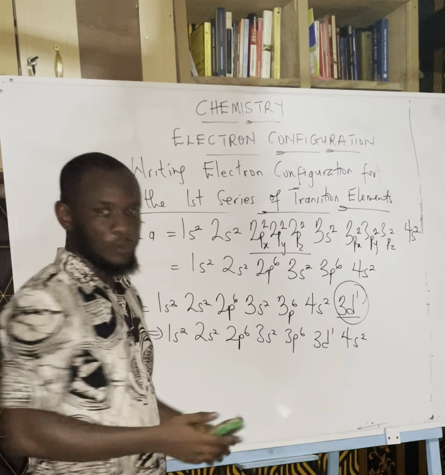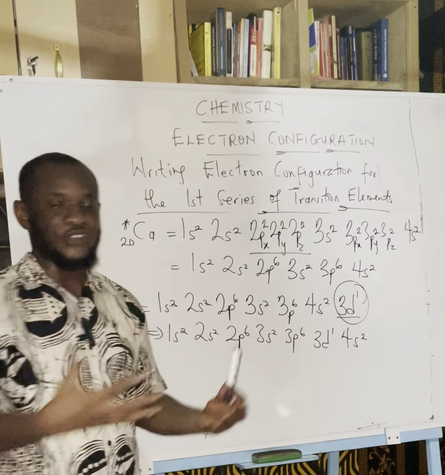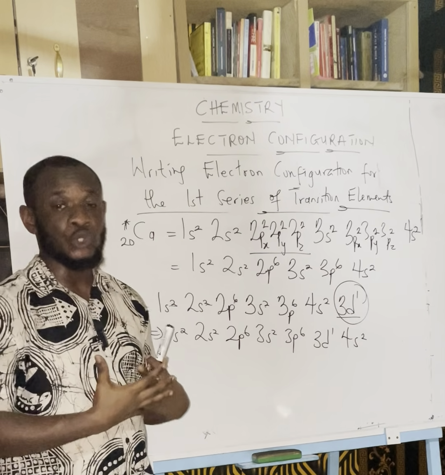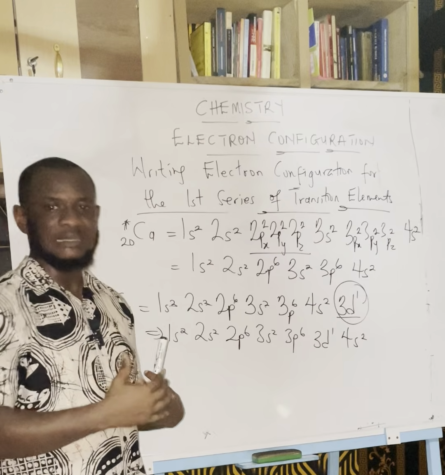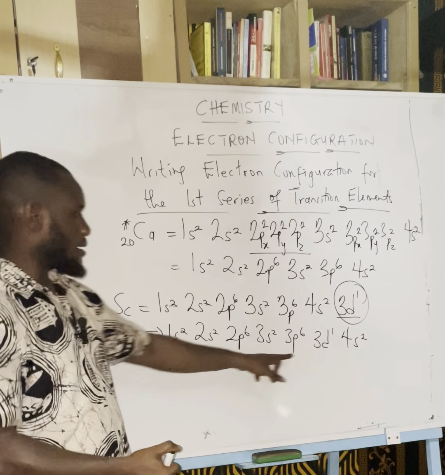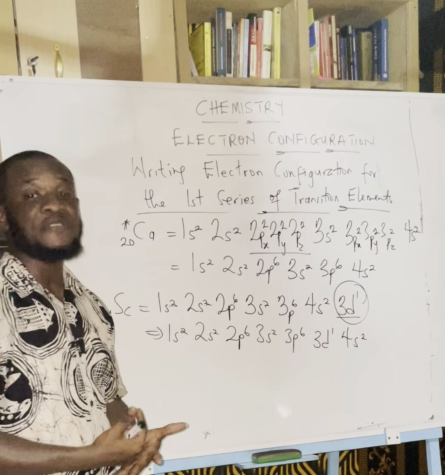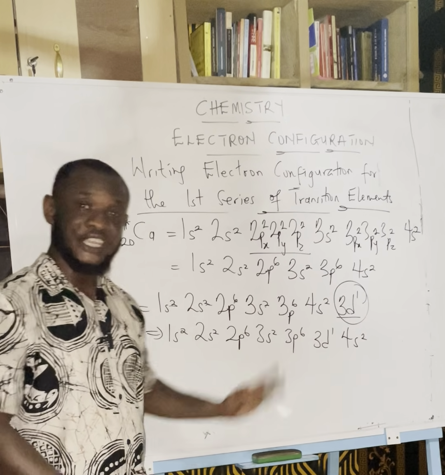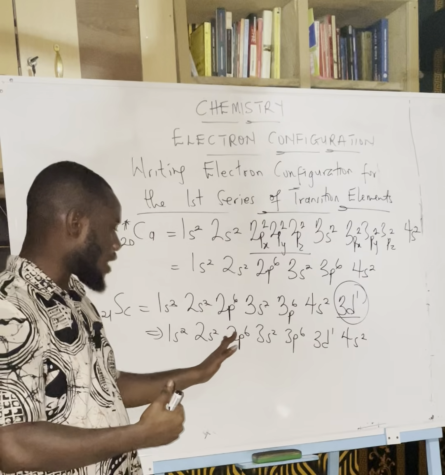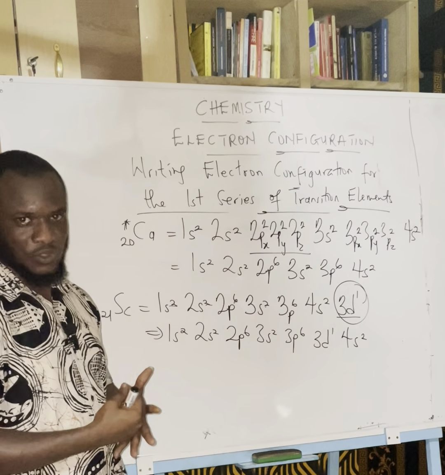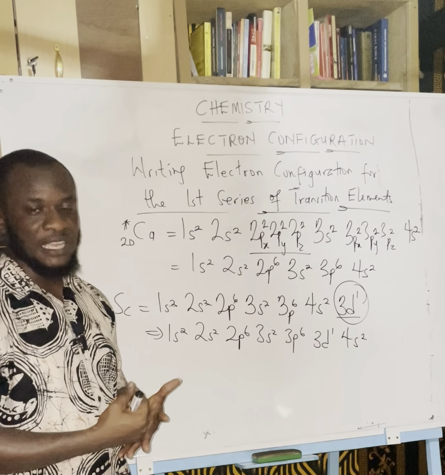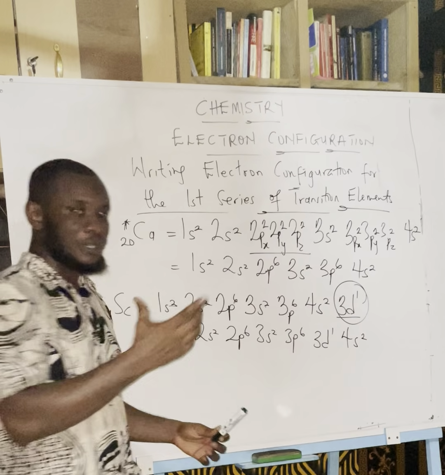Now we do this by convention, by agreement. But you are to know that the 4s orbital is filled before the 3d orbital. But after filling it, you must arrange the 3s, the 1s, the 2s for us. Take note.